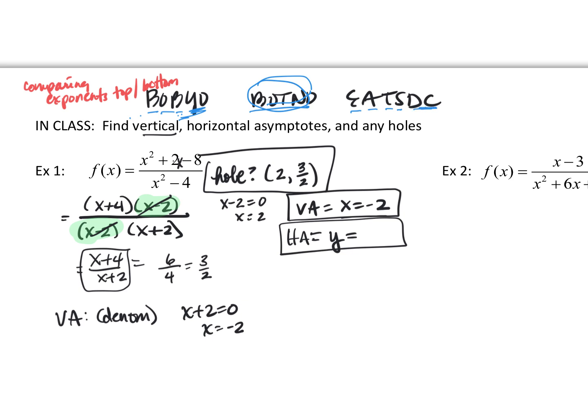So if I look at my simplified equation, look at my exponent on the top. It's x to the first, and this is x to the first. So we know it's not going to be bigger on top, but is it bigger on bottom, or are they the same? Both of them are x to the first, aren't they? So it's divide the coefficients. The coefficient of this one is just a 1, and this is just a 1, so 1 divided by 1 is just 1. So y equals 1. That's my answer.